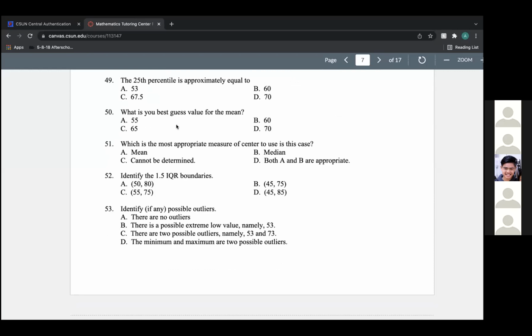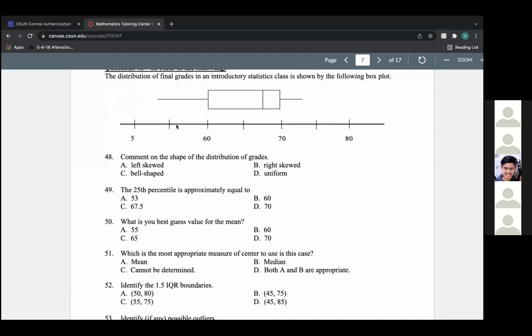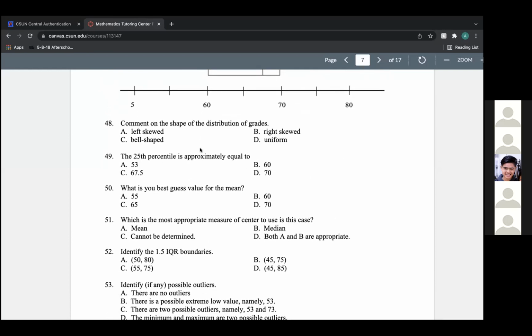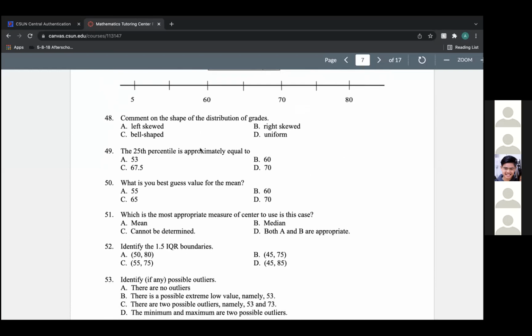By the way, I think it's supposed to be a fit. Wait, we got another typo here. Look at those numbers at the top. Yeah, the scale doesn't make sense. That's got to be a 50. That can't be 5. So that means there are no outliers, because 45 and 85 are outside the data points.